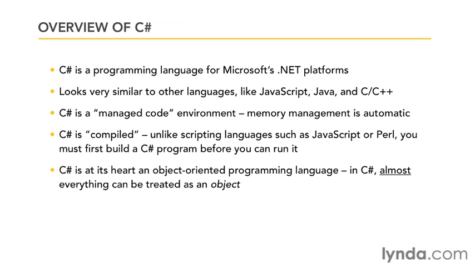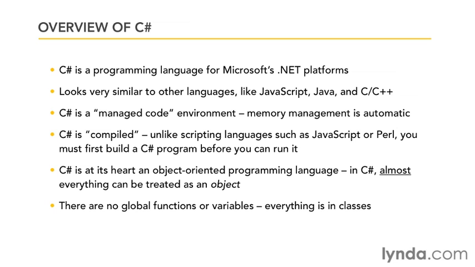Now, at its heart, C# is an object-oriented programming language. In C#, pretty much almost everything can be treated as an object. I've underlined the word almost there because there are a couple of esoteric cases where not everything is an object. But for our purposes in this course, you can pretty much think that everything in C# is an object and can be treated that way. In fact, in C# there are no global functions or variables. Everything is in classes. That might be different from other languages you might be familiar with, like JavaScript or C. But in C#, everything has to be inside of a class, and we'll come across that as we go further into the language.